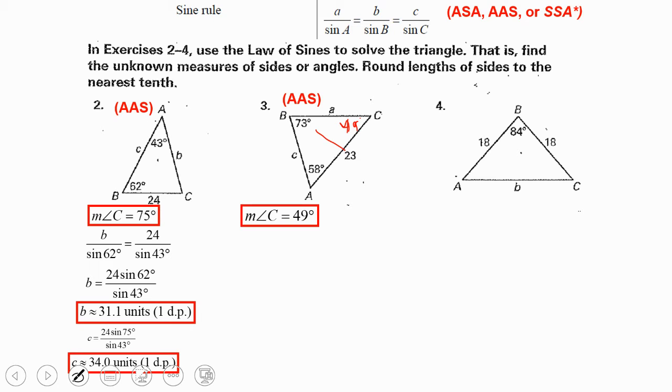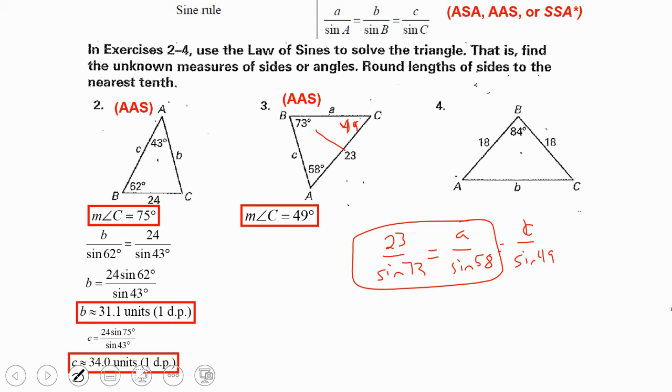So 23 over the sine of 73 equals A over the sine of 58 equals C over the sine of 49. And you can solve that, and you can solve these two setting equal to each other. So go ahead and pause and see if you can solve it. Set up your two proportions.